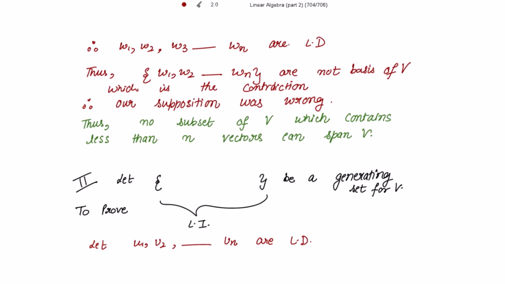Now let's take the generating set, which has n vectors. Let's take one generating set of V, and I'm taking the vectors to be u1, u2, u3 up to un. Now the remaining task is to prove that this is linearly independent. To prove this, suppose these are linearly dependent.